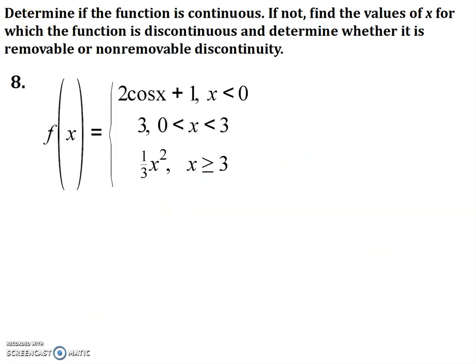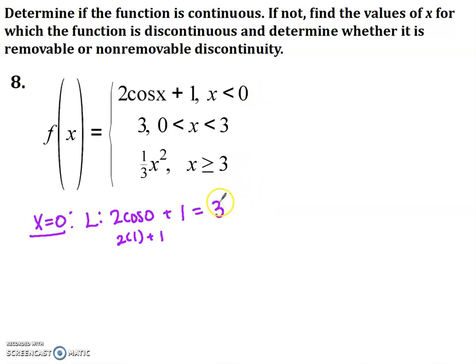Now for this next one, we have a 3-part piecewise function. So the first 2 equations are always going to share a number. So the first place I'm going to look for any discontinuity is at 0. If I plug in 0, this is going to tell me what the graph approaches from the left. So that'll be 2 times cosine of 0 plus 1. Cosine of 0 is 1, so that's 2 times 1 plus 1. So from the left side, I'm going to end up at 0, 3.